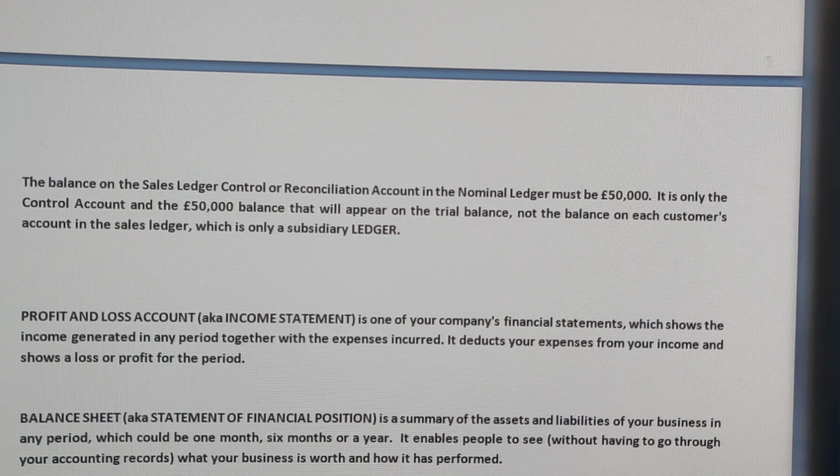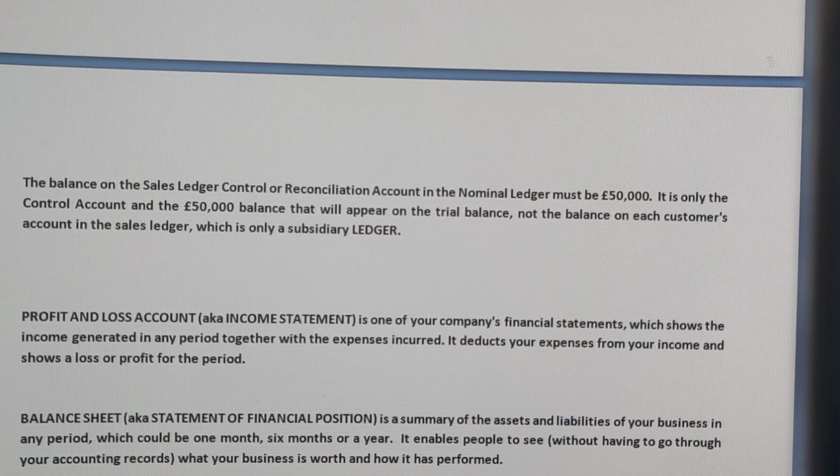The balance sheet, on the other hand, which is also called the statement of financial position, is a summary of the assets and liabilities of your business in the period that you are reporting on, which could be 1 month, 6 months, or a year. It enables people to see what your business is worth and how it has performed without them having to go through your accounting records.